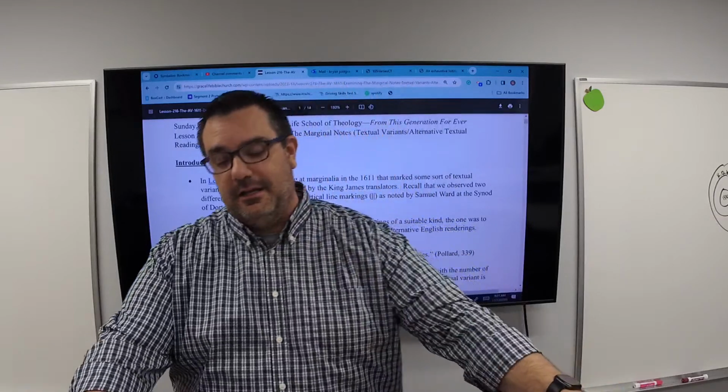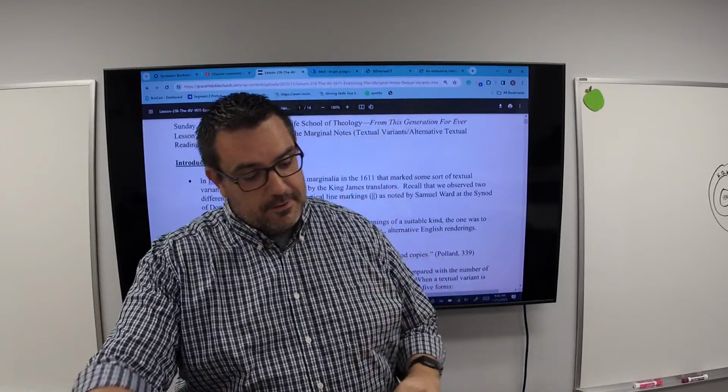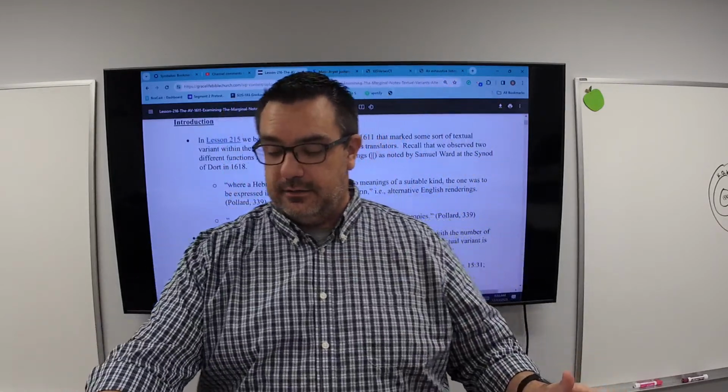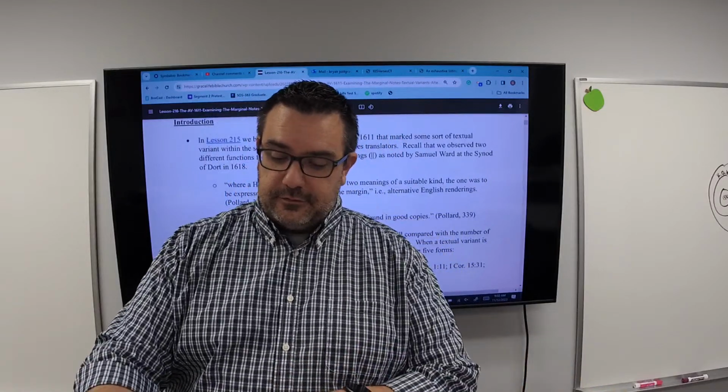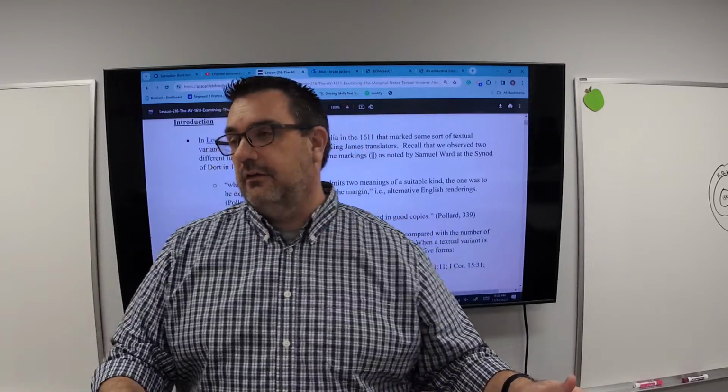That said, let's get right into the introduction. In Lesson 215, we began looking at the marginalia in the 1611 that marked some sort of textual variant within the source text used by the King James translators. Recall that we observed two different functions for the double vertical lines as noted by Samuel Ward at the Synod of Dort in 1618. First, where a Hebrew or Greek word admits two meanings of a suitable kind, the one is expressed in the text, the other in the margin, i.e. these are alternative English readings, okay?